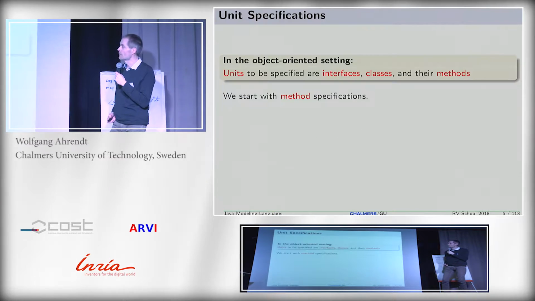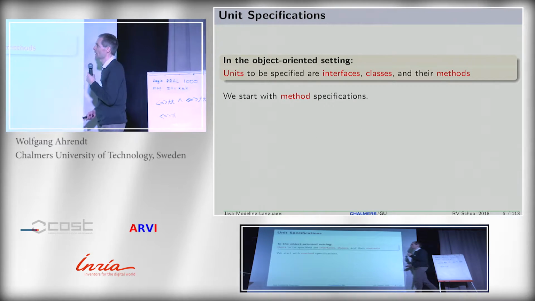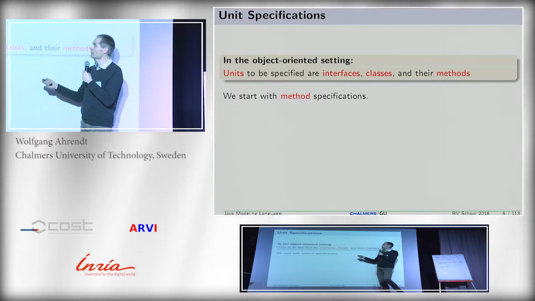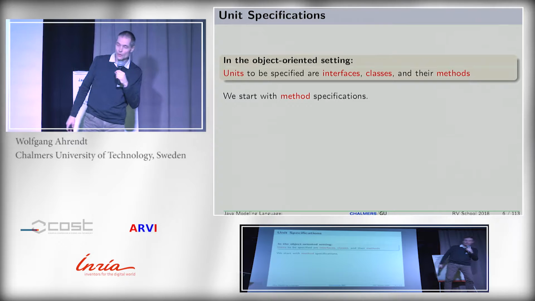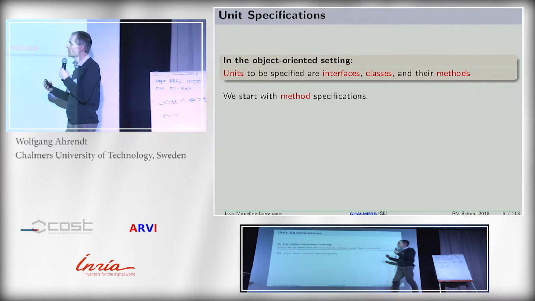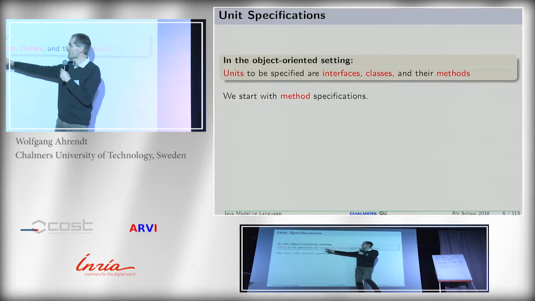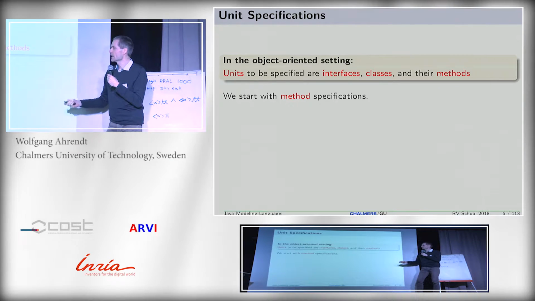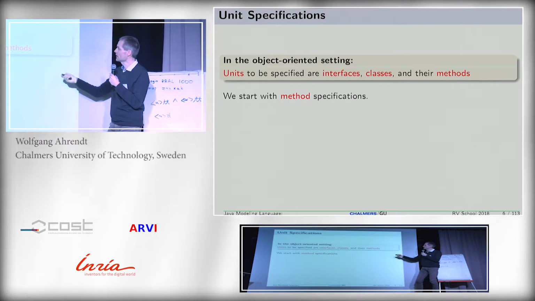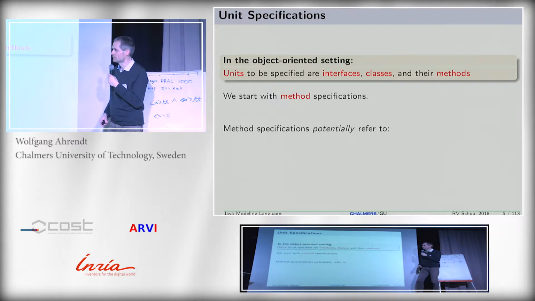Okay, the language. The language is kind of code unit oriented. So we talk about code units, and in the object-oriented setting, these units are interfaces, classes, and methods. We start now here with method specifications, and we look at the other things later.